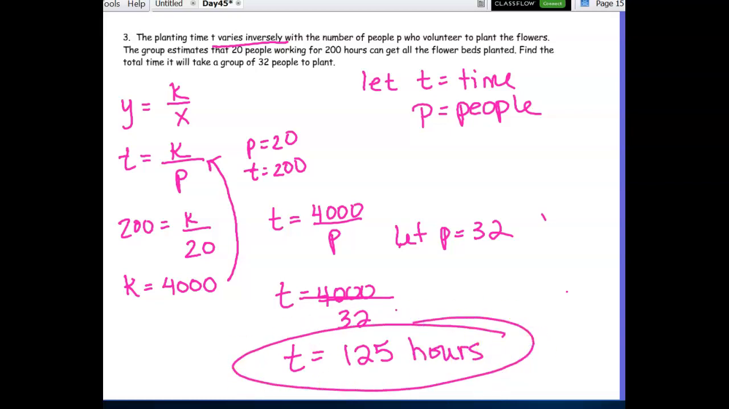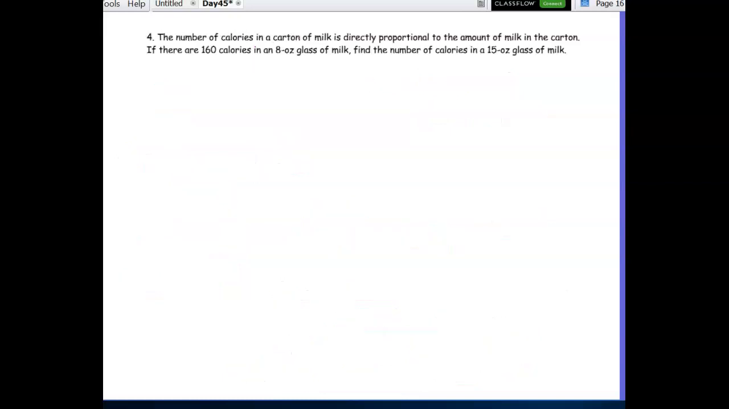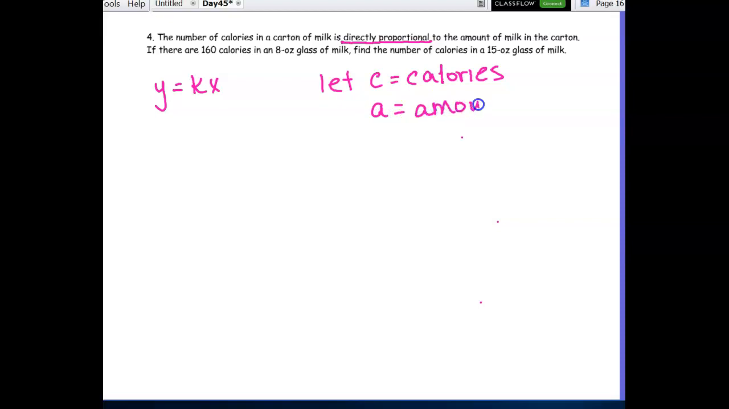Moving on to the next one: the number of calories in a carton of milk is directly proportional. Remember, directly proportional is the same as a direct variation, so y is equal to k times x. The number of calories is directly proportional to the amount of milk in the carton. So let's let C be the calories, and let's let A be the amount. You can use your own variables, keep yourself organized. So the calories would be proportional to the amount of milk, and you could use M there.